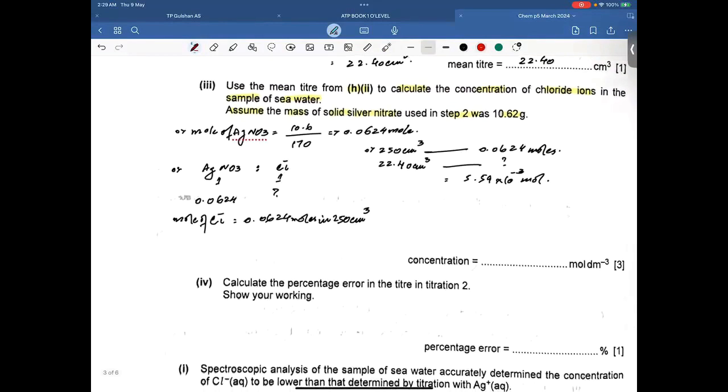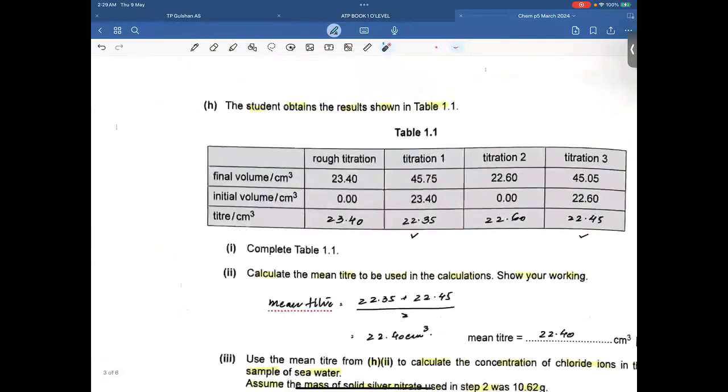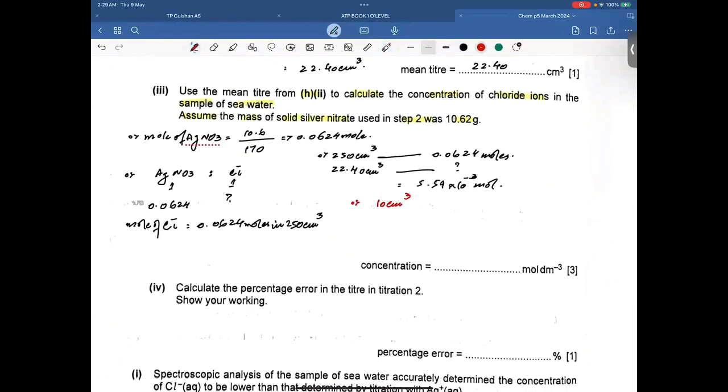Okay. Last but not the least, I need to find out the concentration of chloride ions. So whatever the moles of silver ions in 22.40, we have the same number of moles of chloride ions. So how much volume have we taken? We have taken 10 cm cube. First, I've dissolved this much mass into 250 cm cube of volumetric flask, and from this solution, I took 10 cm cube and placed it into the conical flask for titration. All right. So in 10 cm cube of chloride ion, the moles would be same, 5.59 into 10 to the power minus 3 moles. In order to calculate the concentration, we need to compare it with 1000. So concentration is going to be 0.559.